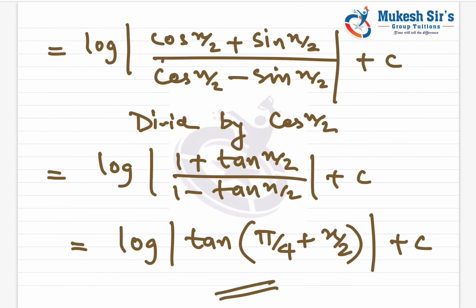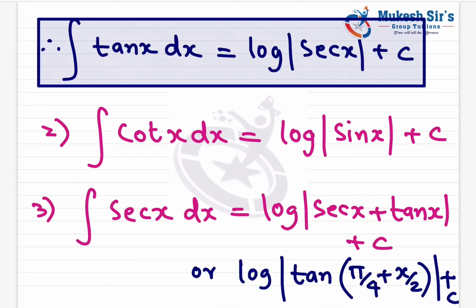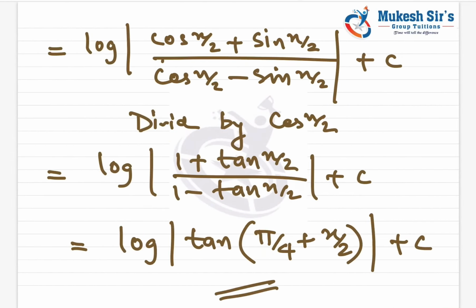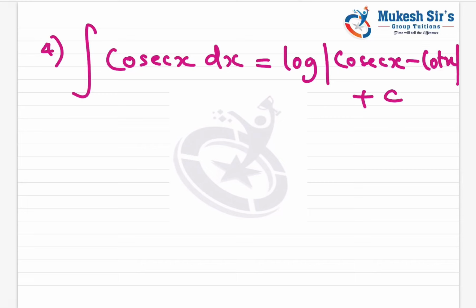This formula is very important for the entrance exams. Okay, so integration of sec x is log of mod of sec x plus tan x plus c, or log of mod of tan pi by 4 plus x by 2 plus c. Similarly, you can prove the fourth formula, integration of cosec x dx. So the integration of cosec is log of mod of cosec x minus cot x plus c, or if you convert in x by 2, this becomes log of mod of tan x by 2 plus c.